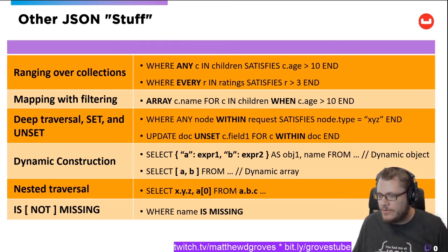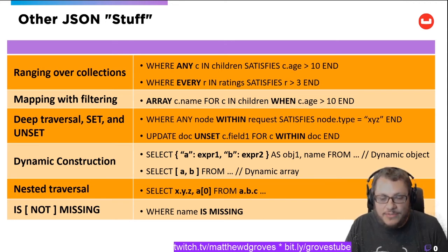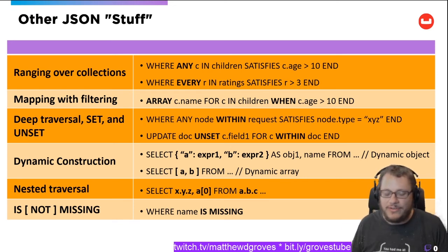So lots of other stuff going on there: dynamic construction, filtering, unset, which is something that's kind of weird when you first learn about it. You know you have update set x equals foo, where you can also unset and completely remove that field, which just doesn't make sense in a relational world.